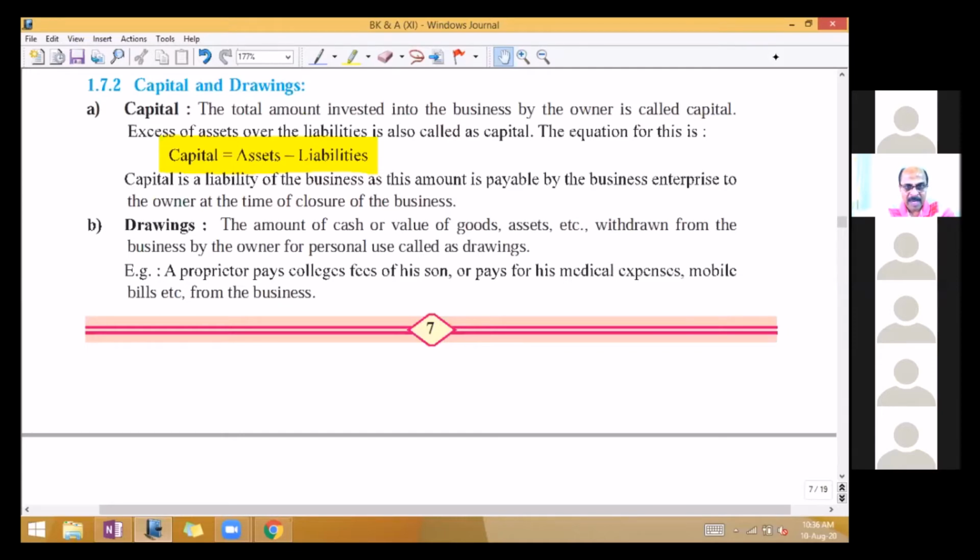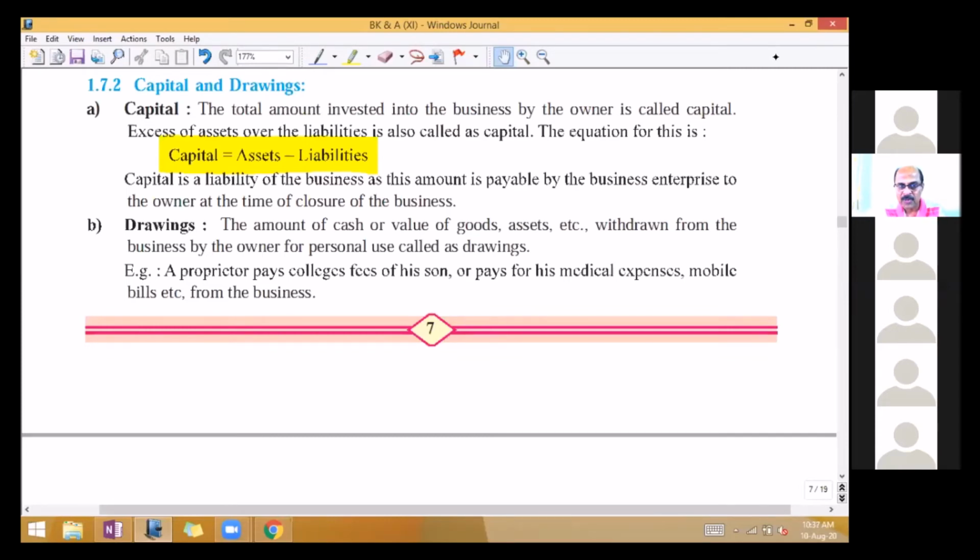Meaning of the word capital is there. Meaning of the word drawings are there. But I'm giving you examples because finally you're going to solve examples. And if you know the meaning, you will use the correct word: expenditure in the right place, drawings in the right place. So example is given in the textbook also.